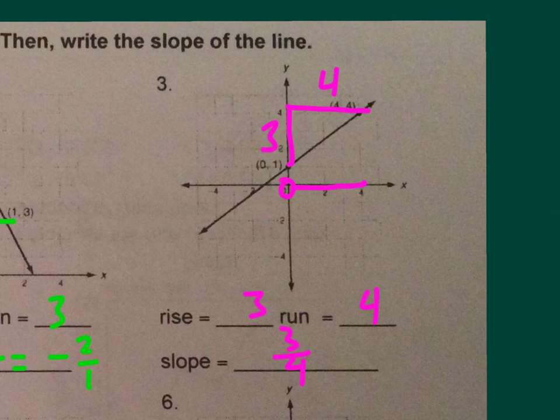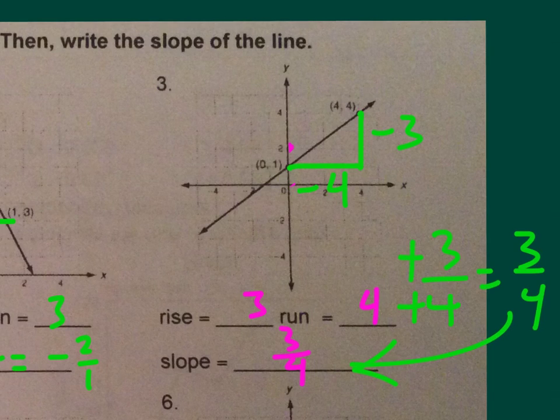Now, be careful. It depends on where you start. I could actually start at this other point, and so this would change. So watch. If I go down 3, 1, 2, 3, so that would be down 3, and then to the left, 1, 2, 3, 4, I run a -4. So if I put -3 over -4, that turns out to be a positive 3/4, because these turn out to be positive, which is the same as this one.